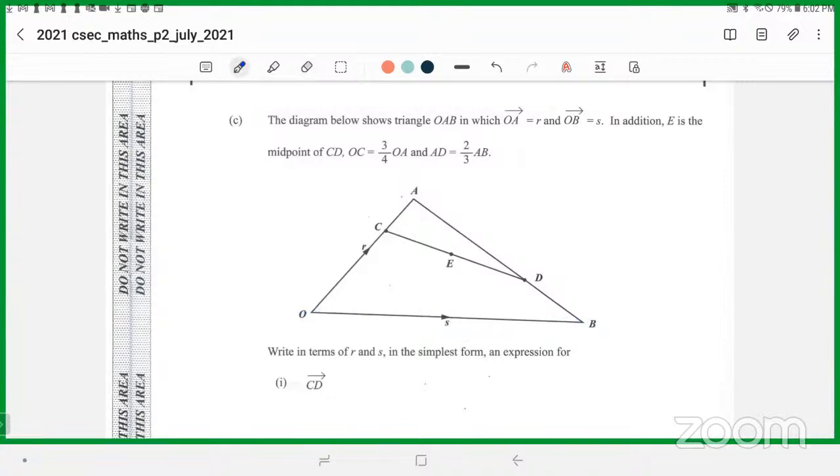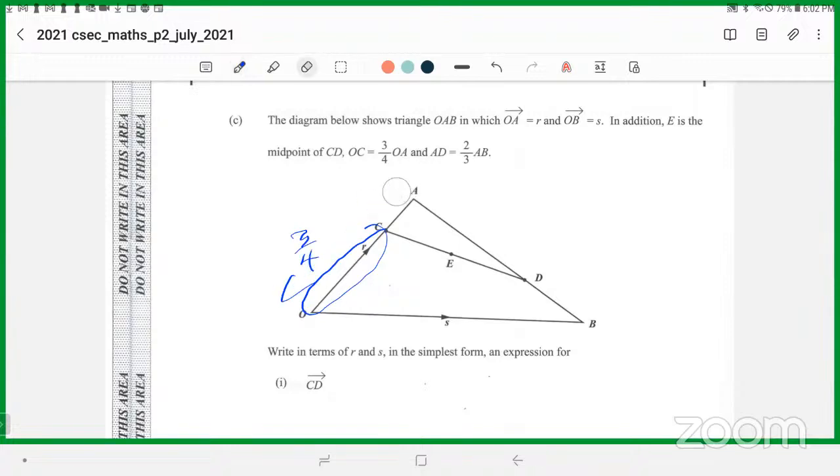What they said next. In addition, E is the midpoint of CD. So right here is the midpoint of CD. All right, and you can see that. E is the midpoint of CD. Let's look now. It says OC is 3/4 of OA. OC is 3/4 of OA. This is 3/4 of the entire line.